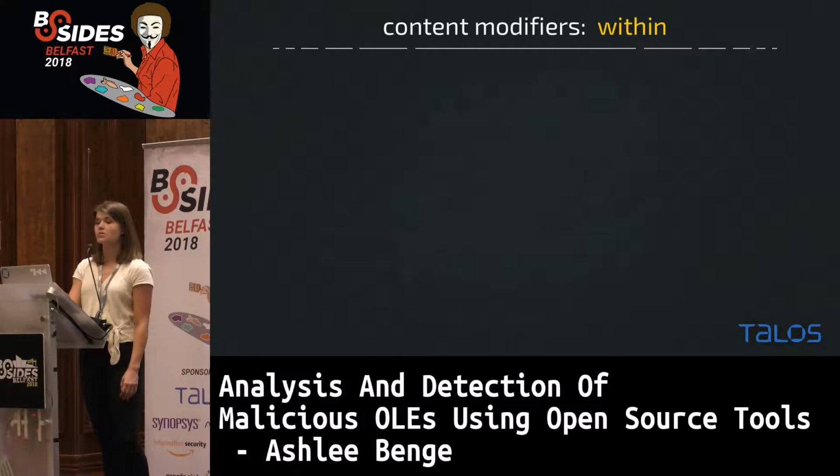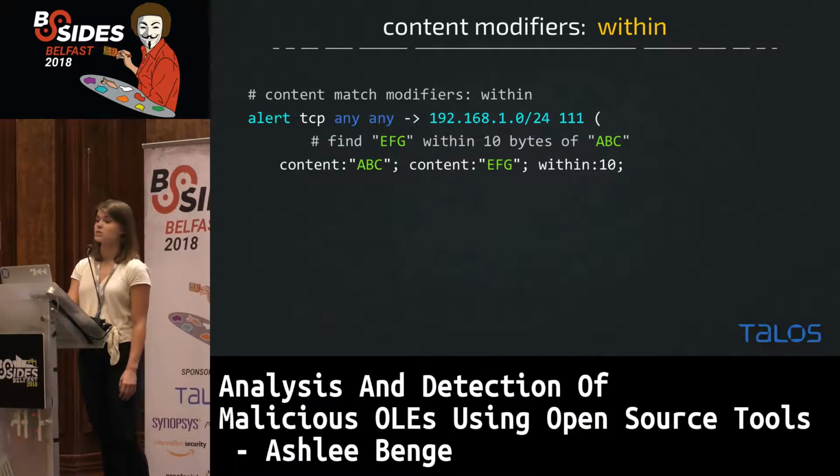And we can also use the within modifier to specify where we should stop looking for our second content match. So in this case, we want to match on ABC before checking the next 10 bytes following ABC for EFG.